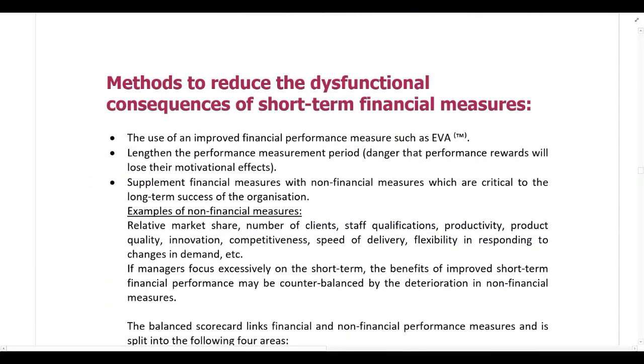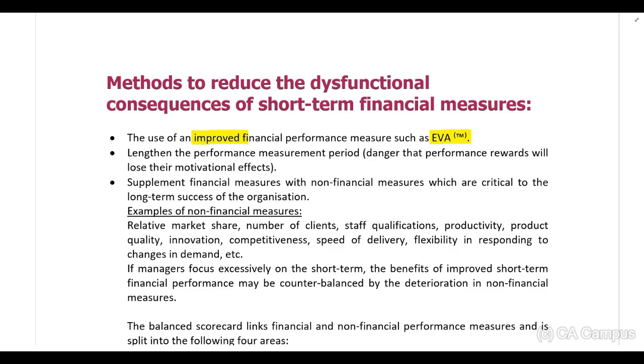Then to wrap this lecture up, we need to look at methods that can be used to reduce the dysfunctional consequences of short-term financial measures. Or in other words, what can we do to make sure that managers don't only focus on maximizing short-term profits, but they make decisions that will benefit the company in the long term? So one way that we can do this is by using improved performance measurement techniques such as EVA, because EVA encourages managers to rather focus on the long term instead of expensing costs that will create a long-term benefit. Those costs are capitalized, so managers are not discouraged to incur those costs.